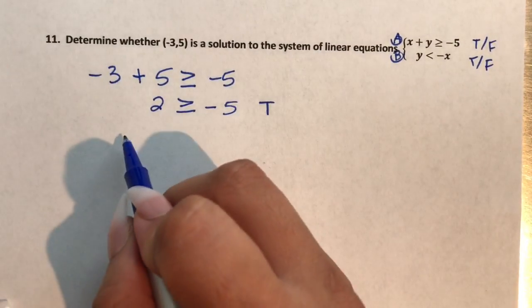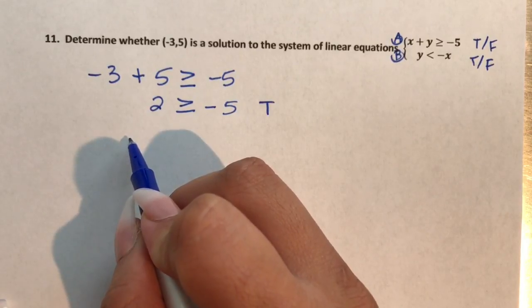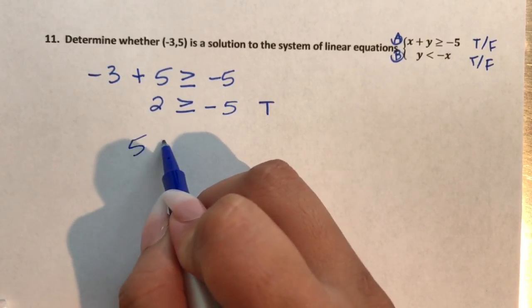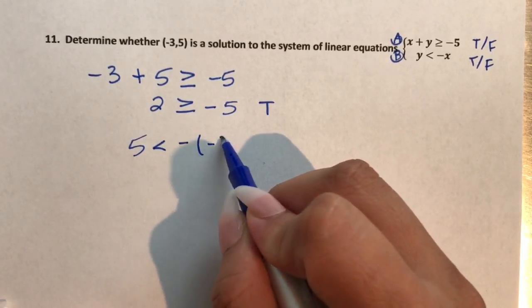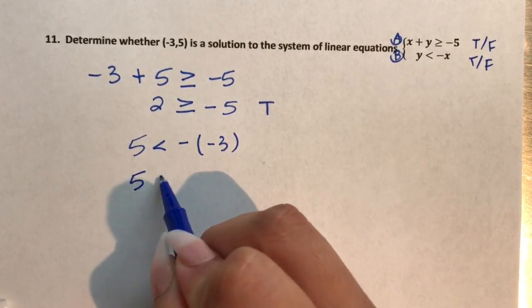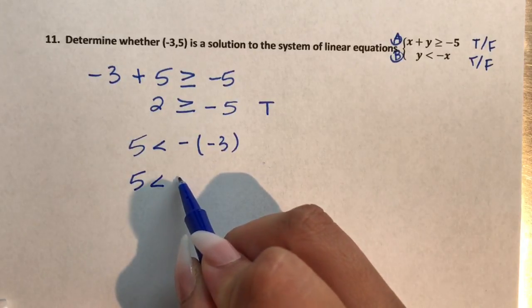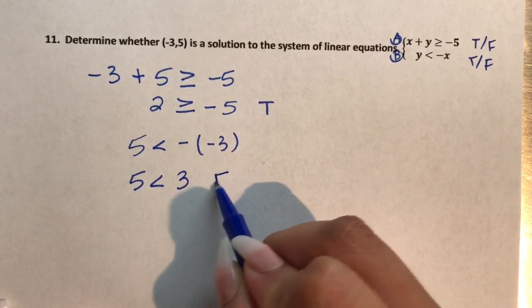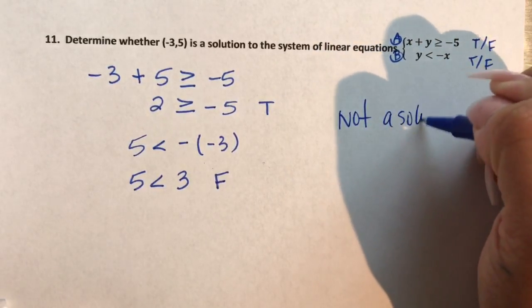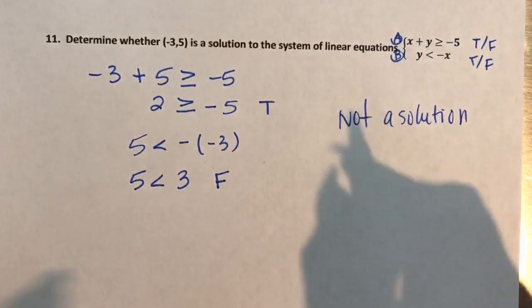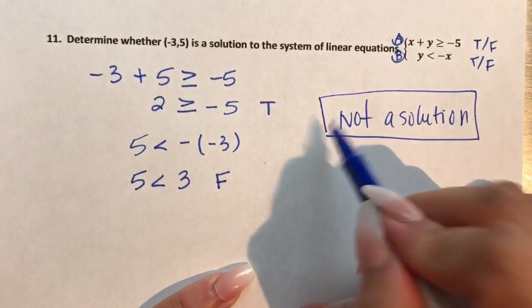Okay, the second one, y is less than negative x, so 5 is less than negative negative 3. 5 is less than 3. This is false, so this is not a solution. They both have to be true for it to be a solution.